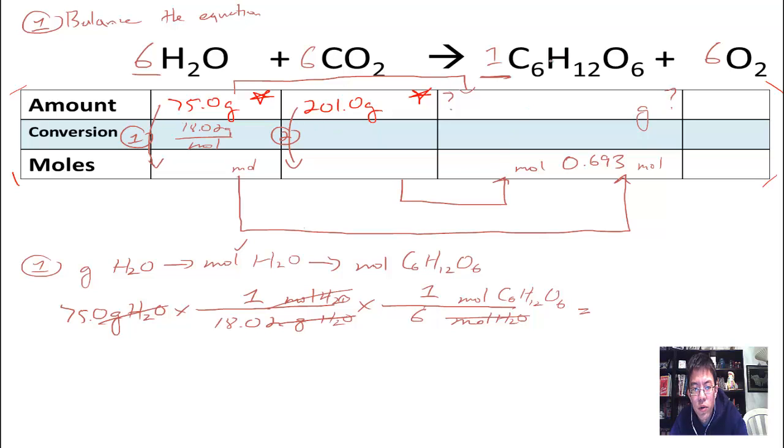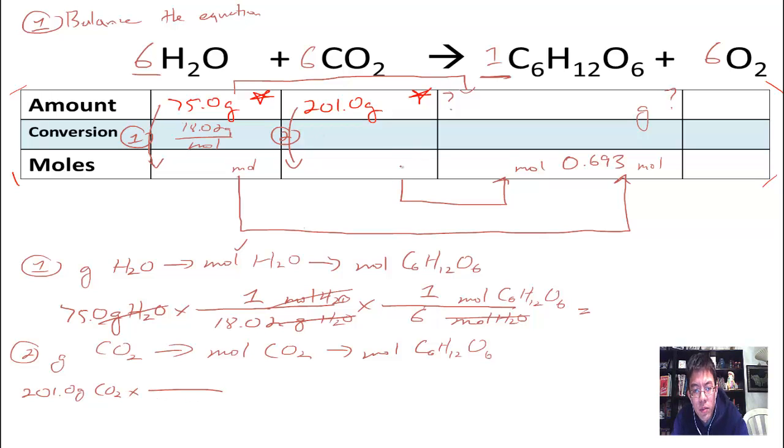How many moles could I produce of C6H12O6, or glucose, with the CO2? Well, let's take a look. Again, I'm starting with grams, but this time of CO2. I've got to first convert to moles of CO2, and then from moles of CO2, I can convert with my mole ratio to moles of C6H12O6. All right, so let's take a look.